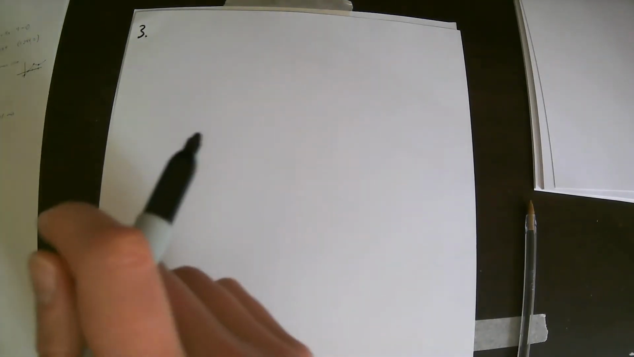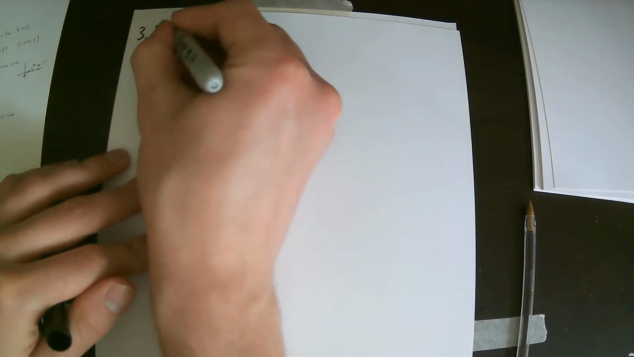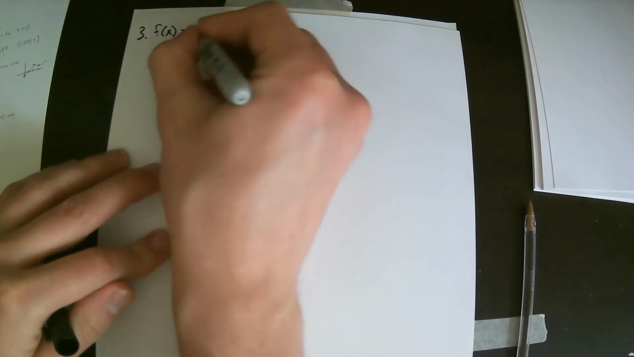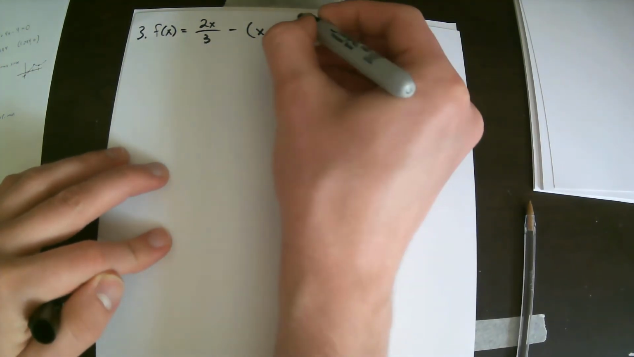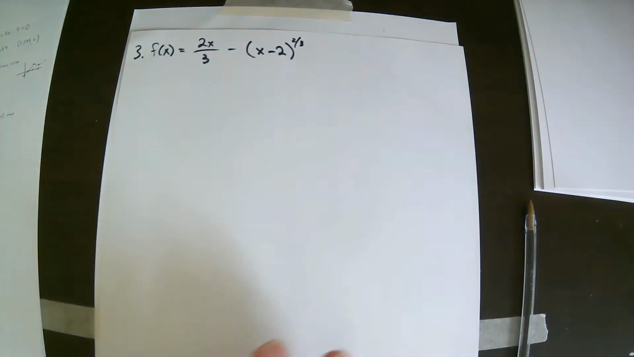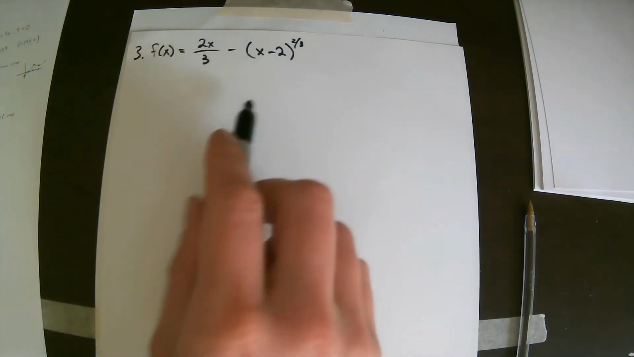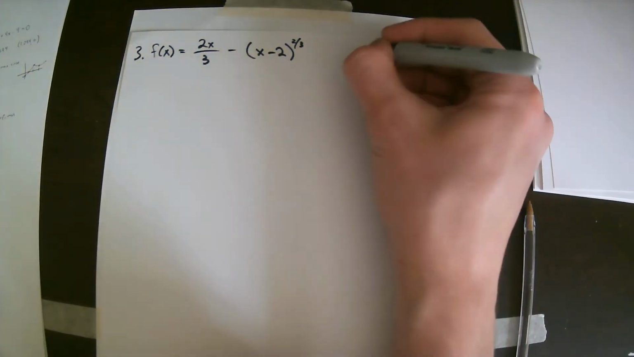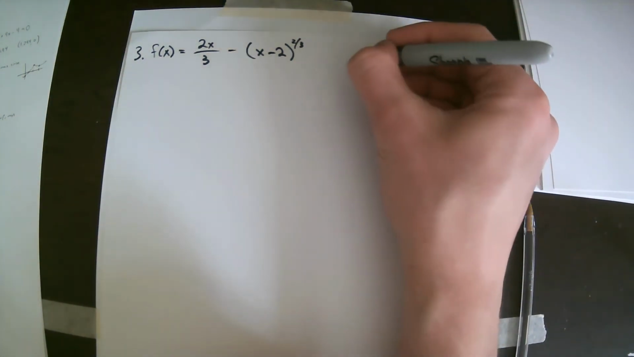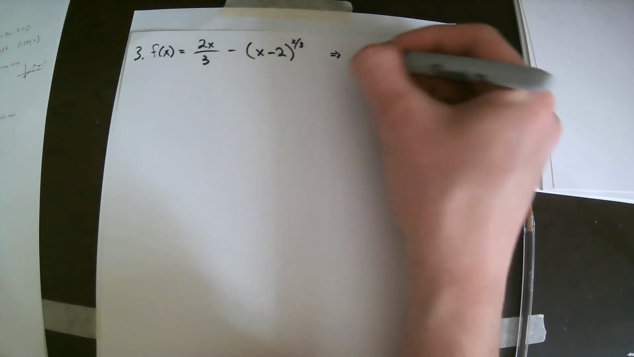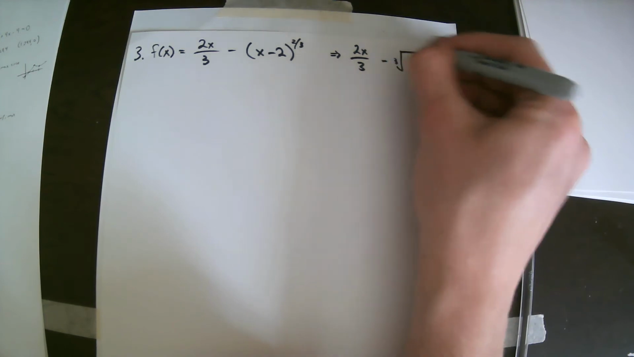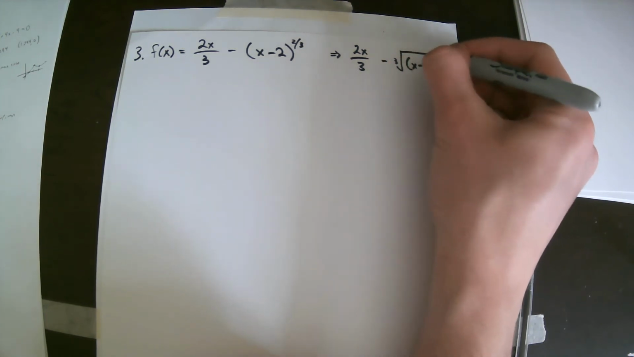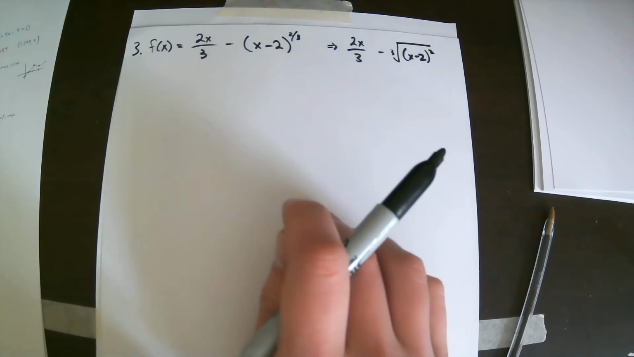Alright, last example. This is example 2 from the text. This crazy function. Alright, 2x over 3 minus x minus 2 raised to the 2/3 power. Recall that that 2/3 power means I could rewrite it as 2x over 3 minus cube root of x minus 2 all squared. That's what that 2/3 exponent means.